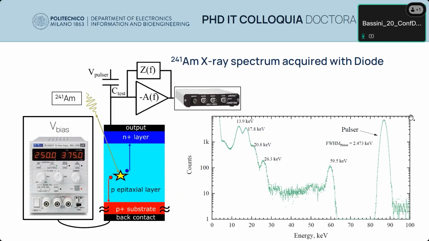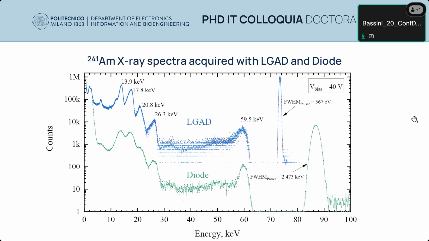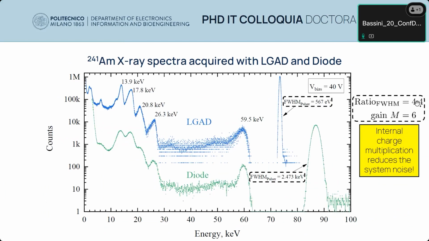When we replace the diode structure with the LGAD, with the same processing chain and the same bias voltage, we get this spectrum. The americium peaks are well resolved and the width of the pulser peak decreased to 500 electron volts. The ratio of the widths is about 4.4 for a gain of 6. So we have a large increase of energy resolution just due to the change of the structure.